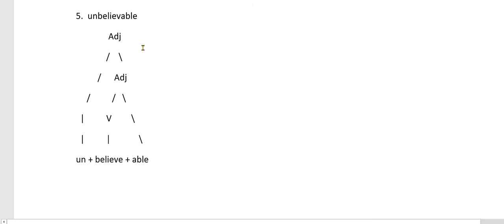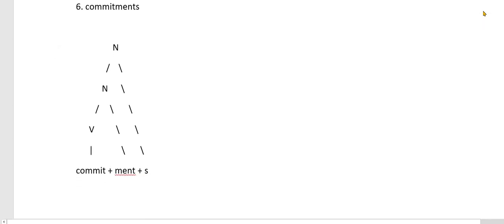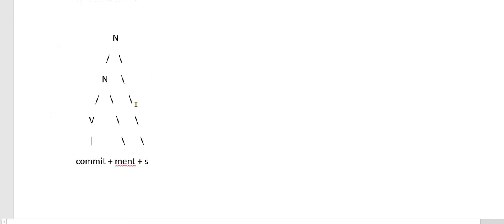5. Unbelievable. Believe is a verb. Believable is an adjective. Unbelievable is an adjective. And remember, these are possible answers. Six. Commitments. Commit, verb. Commitment, noun. Commitments is also noun. It's just the plural form.